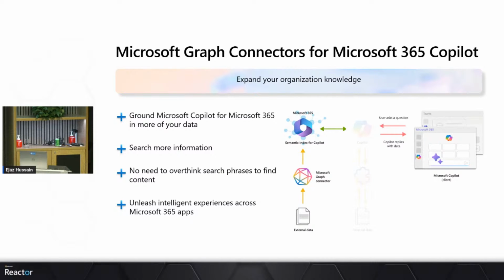Basically, you get the external data, use the Microsoft Graph Connector to put the data into the Microsoft 365 ecosystem, and then as a user from Copilot, you ask a question, and Copilot knows your data, and you reason over your data, the data which is already indexed.